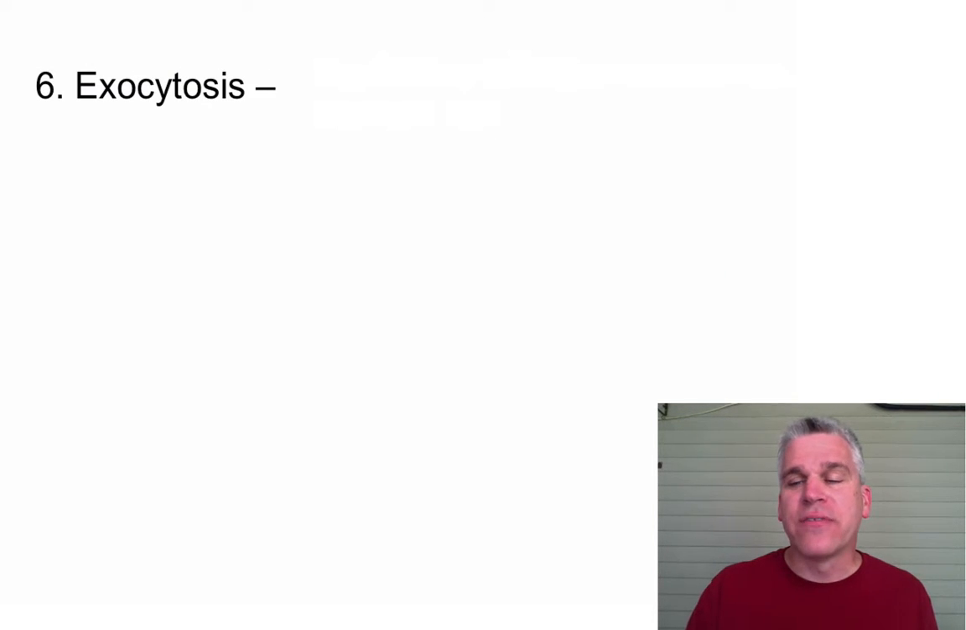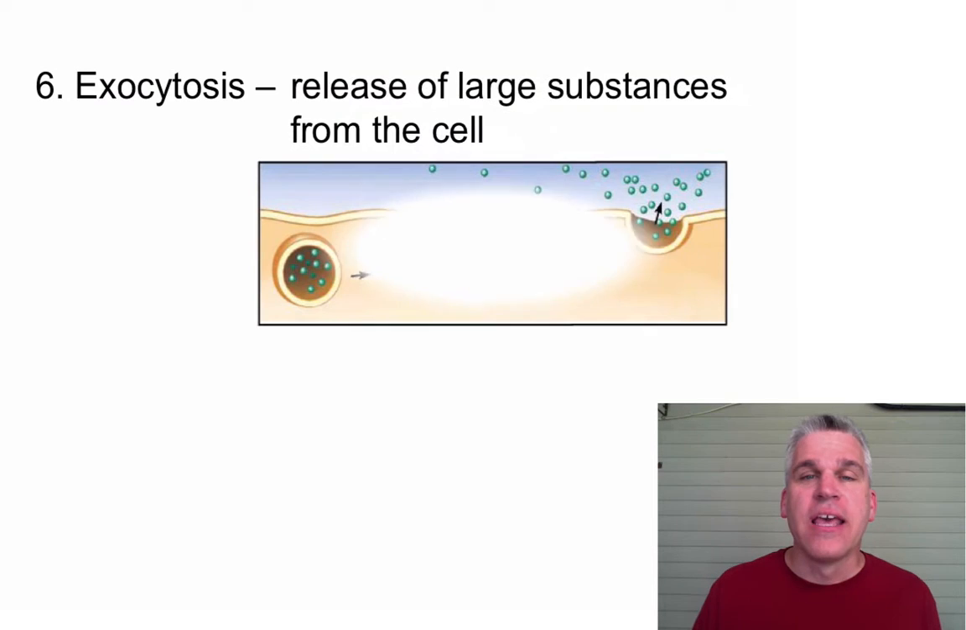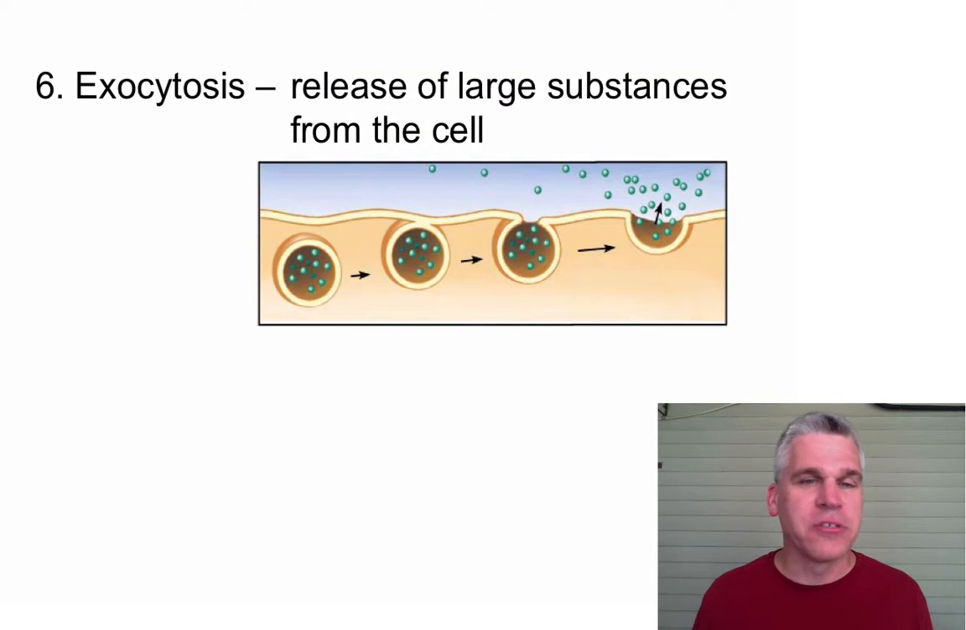Now just the opposite of this is exocytosis. This is the release of large substances from the cell. Remember that we make a lot of proteins inside of our cells that are used in other places of the body. So these proteins that are made on the ribosomes are going to end up going into the rough ER, into the smooth ER. They're going to travel to the Golgi complex. From there, it's going to bubble off and travel to the cell membrane. And that little bubble is going to fuse with the cell membrane and release its substances.